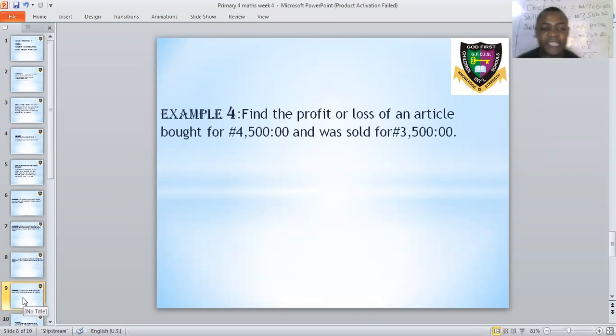There's another question here, which says: find the profit or loss on an article bought for 4,500 naira and sold for 3,500 naira. Now, let me test you on something. Here we have an article bought for 4,500, which means that the cost price is more than the selling price. So, is it profit or loss? Yes, you got it right. That article, which was bought for 4,500, you sold for 3,500 naira. You are making a loss. It's a loss because here the cost price is more than the selling price. So what you need to do is just subtract 3,500 naira from 4,500 naira. Now let's do the simple calculation.